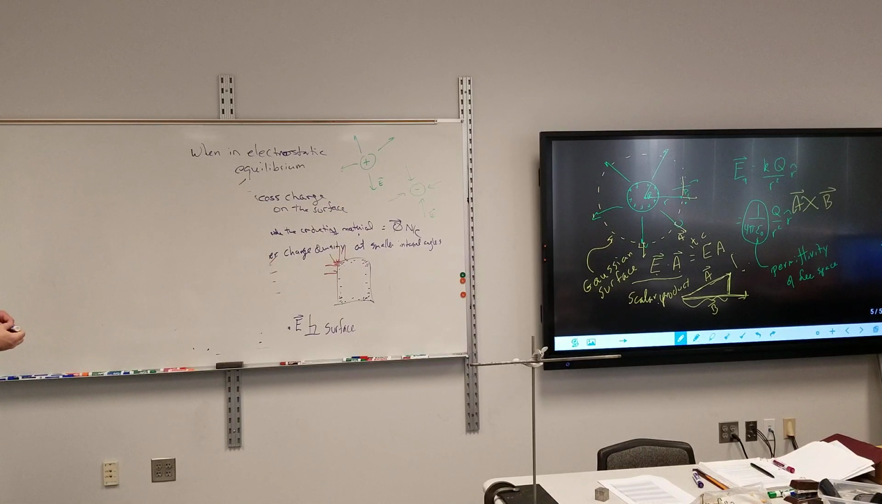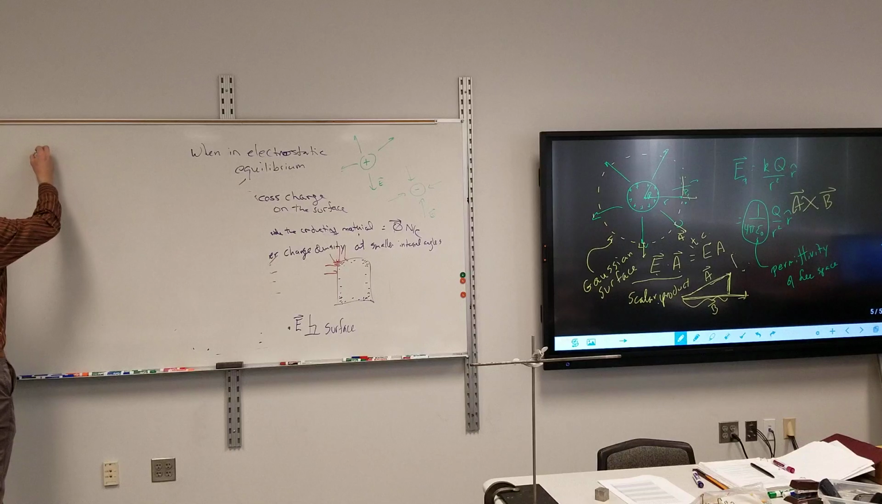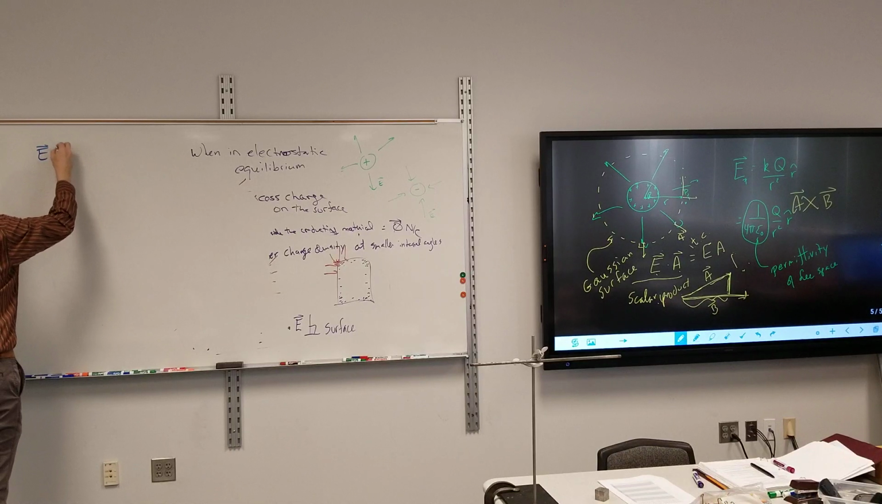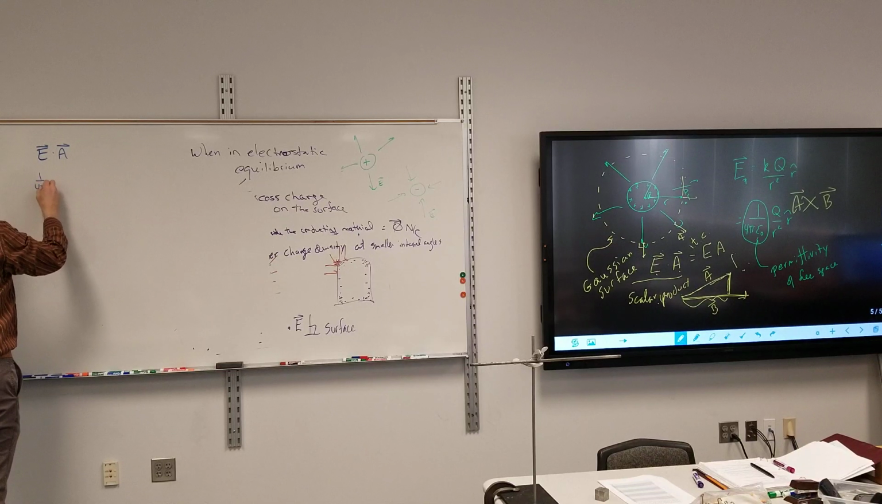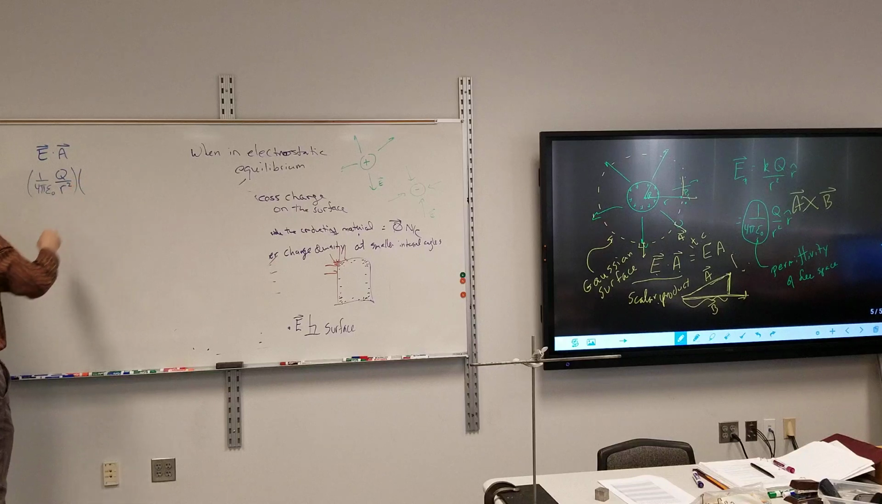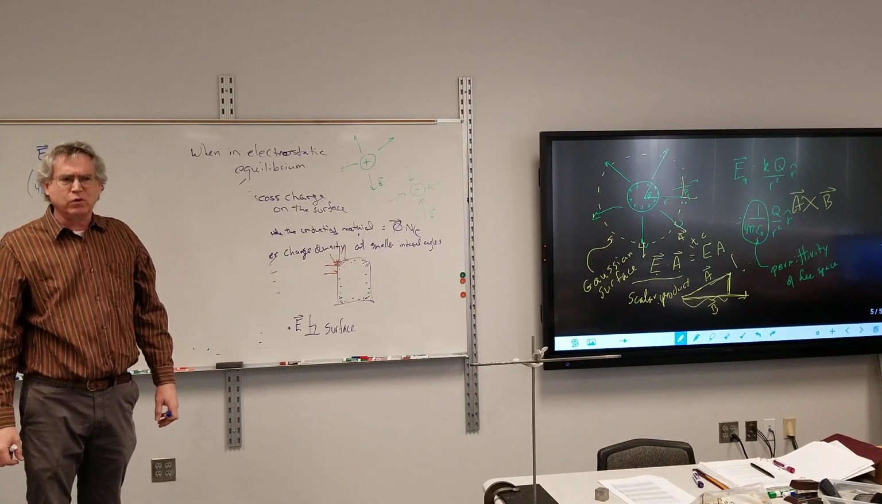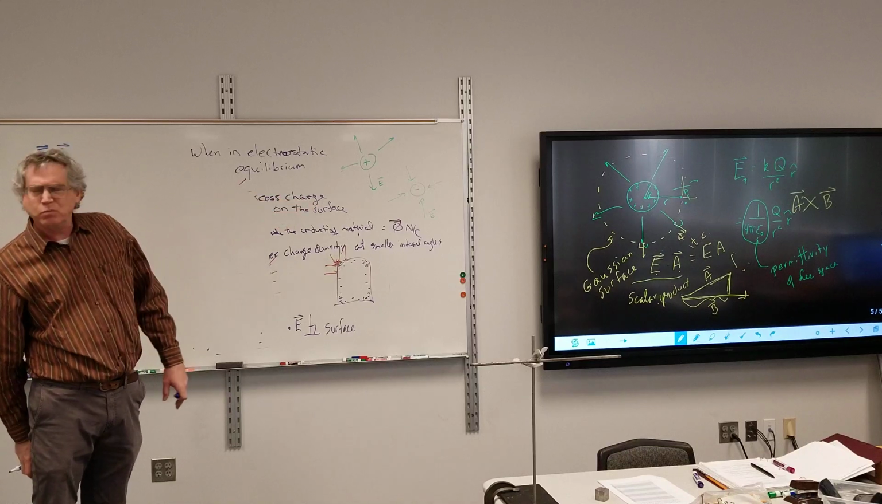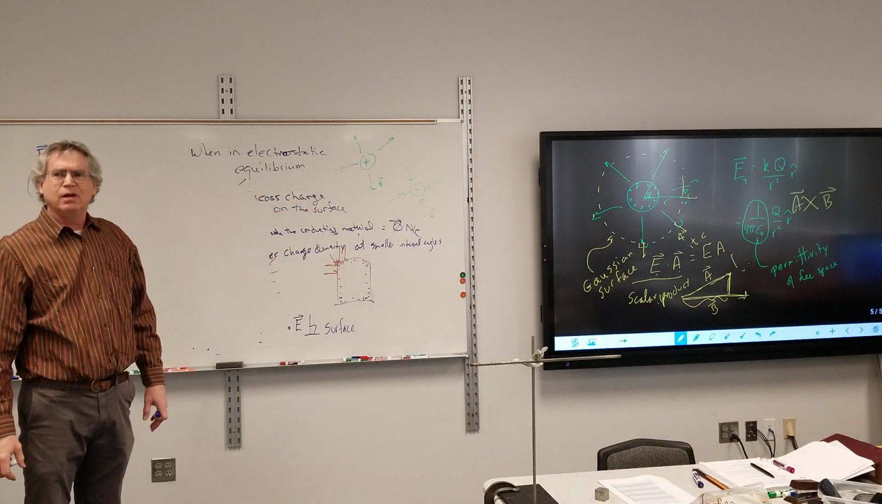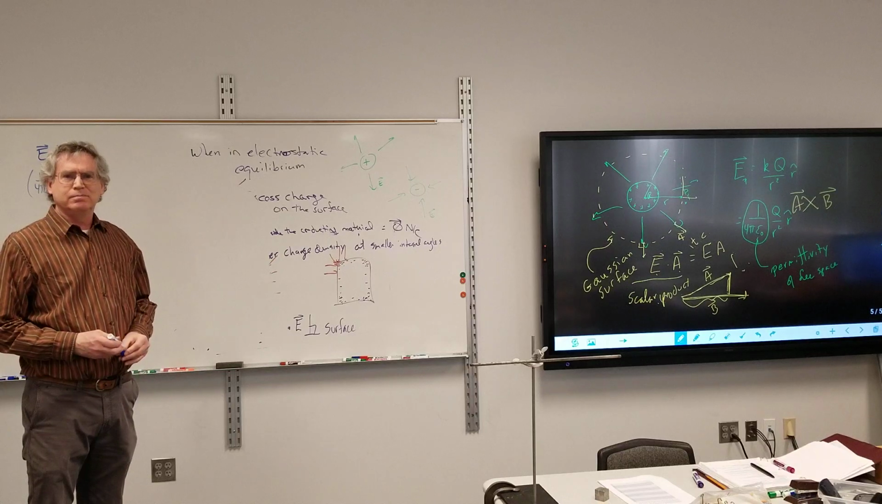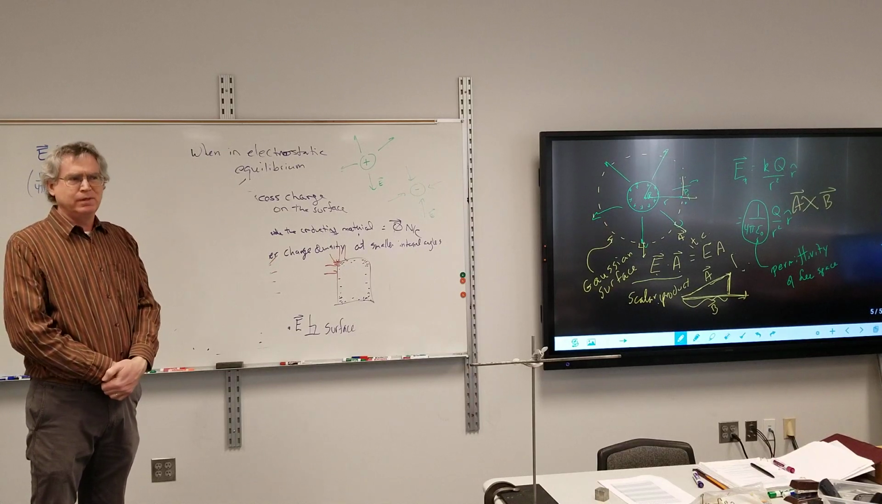So what I end up with there is if I do E dot A, my electric field is 1/4 pi epsilon sub naught Q over R squared times the area of that sphere, surface area. So if I have a sphere of radius little r, what's the surface area? What is the surface area of a sphere?